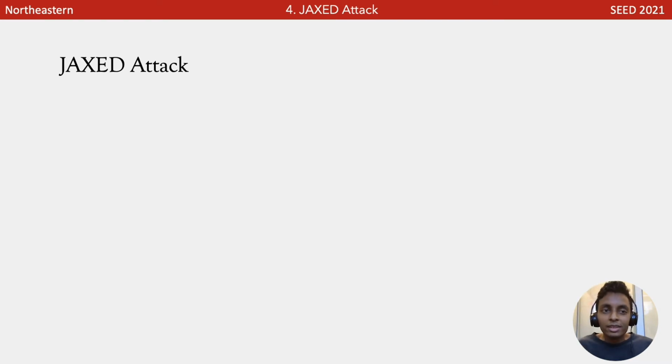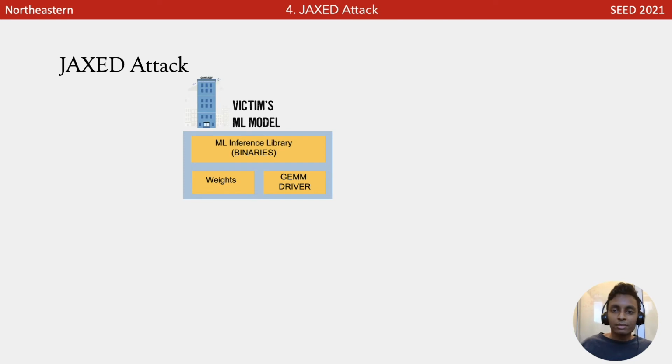So let me provide a diagram of a detailed attack. The victim will first load all libraries in step 1, as we can see here, and then the appropriate weights will be loaded in step 2. As the network starts doing inferences, it will trigger convolution operations, which will in turn trigger the GEMM driver in step 3.